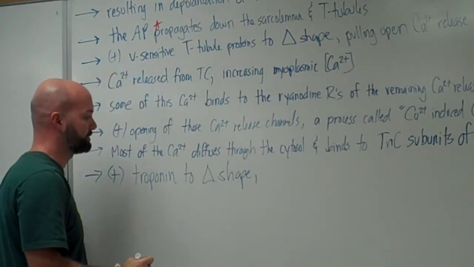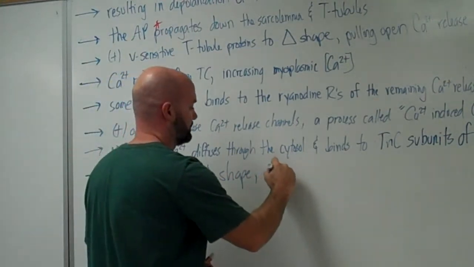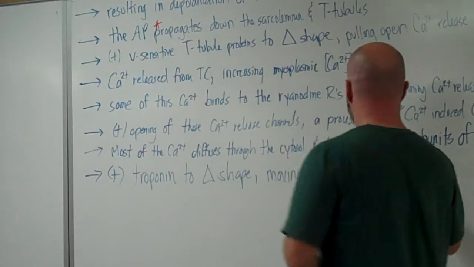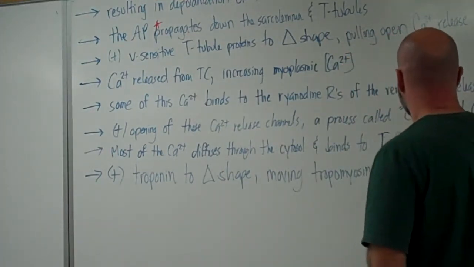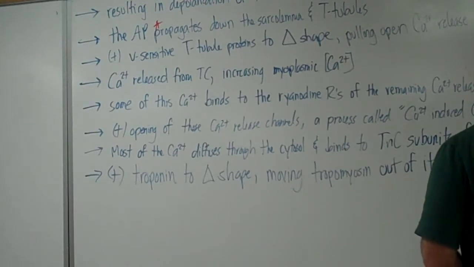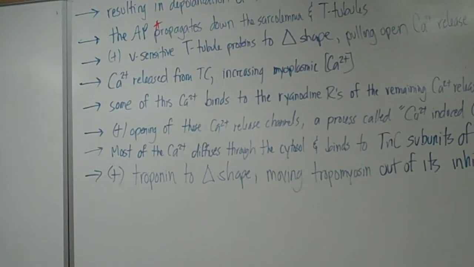And that causes moving tropomyosin out of or away from, off of its inhibitory position, which is off of the myosin binding sites on actin. Now, saying out of its inhibitory position means that. So really, you could say either way: off of the myosin binding sites on actin or out of its inhibitory position. It really means the same thing.